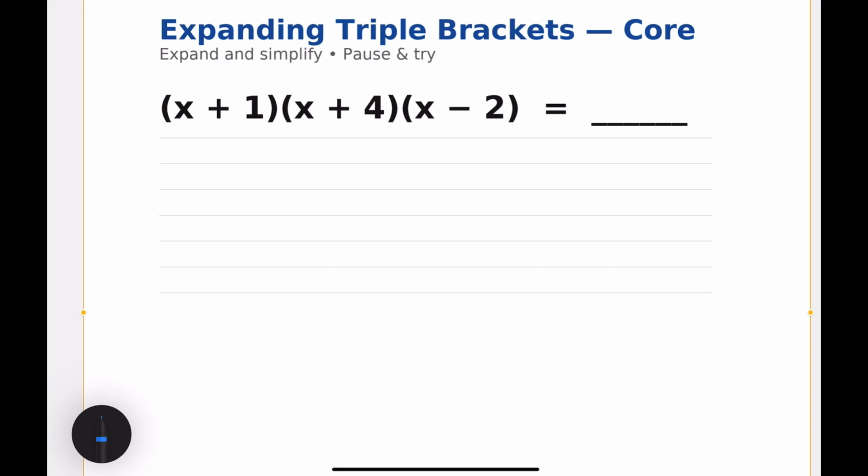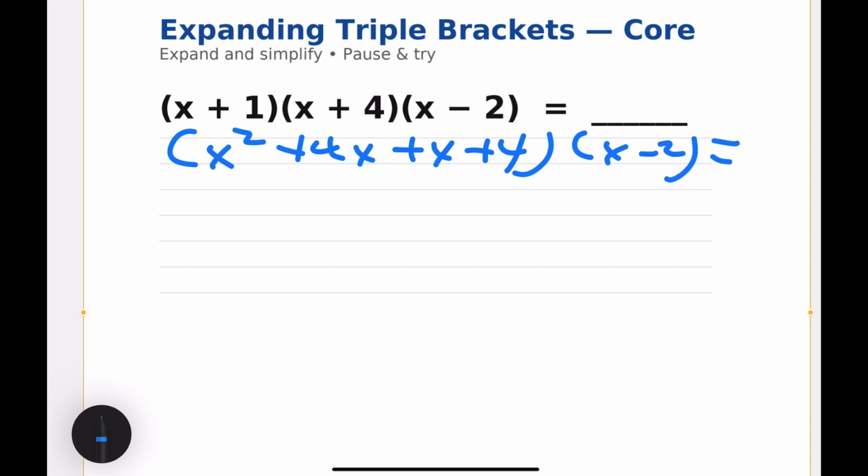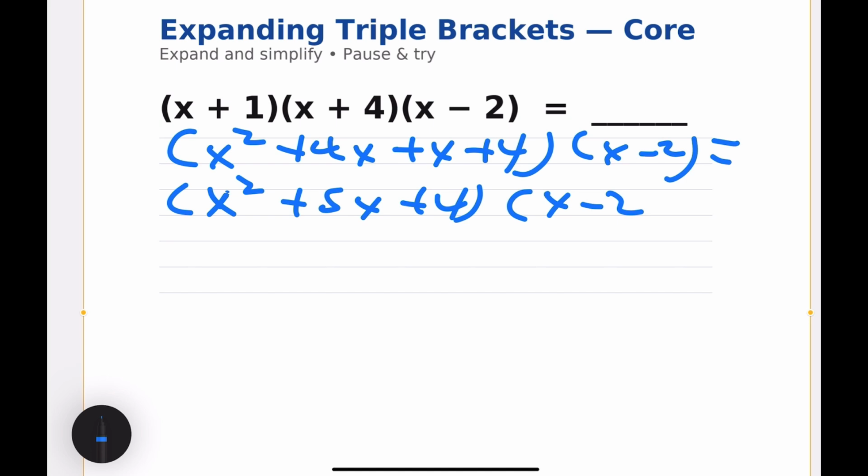Okay, so next question. Again, we'd multiply the first two brackets together, so we'd get x squared plus 4x plus x plus 4. So now we can simplify the bracket we've just got. So that would become x squared plus 5x plus 4. And now we can expand these two brackets together. So we'd get x cubed plus 5x squared plus 4x, as I did the x multiplied by everything in the left bracket.